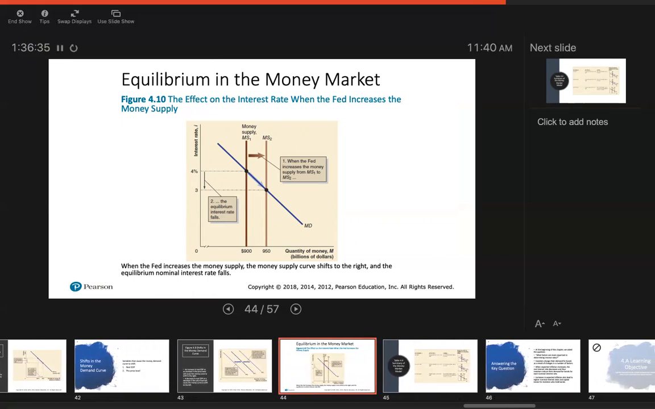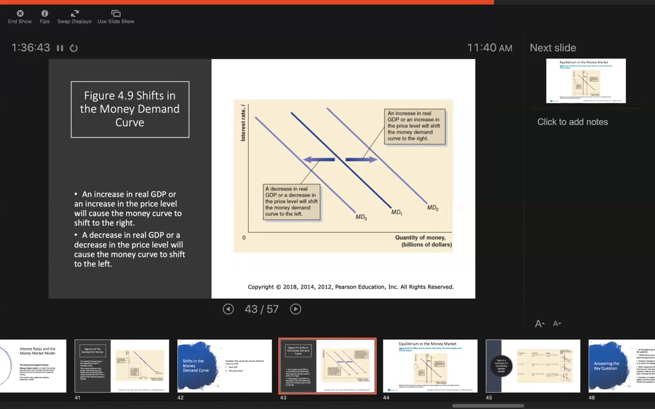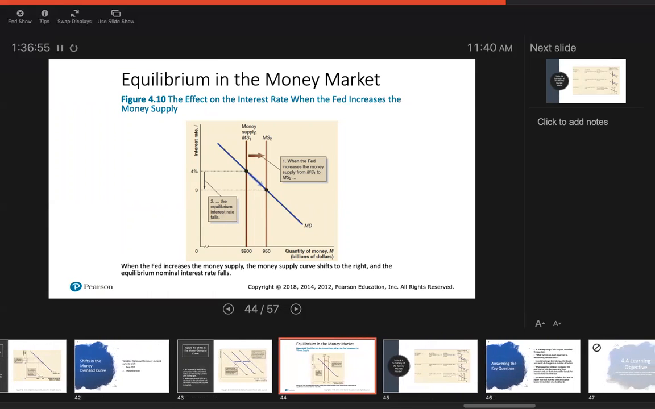The other side of this market is money supply, right? Now we know what money demand is, and similar dynamics for price level. If the price level goes up, money demand will go up, so the money demand curve will shift to the right. If price level goes down, then the money demand curve will shift to the left. Okay. The other side of this money market is to think about the money supply.